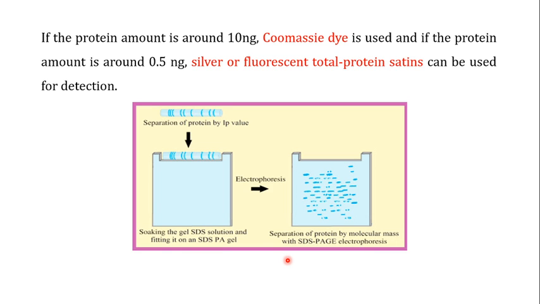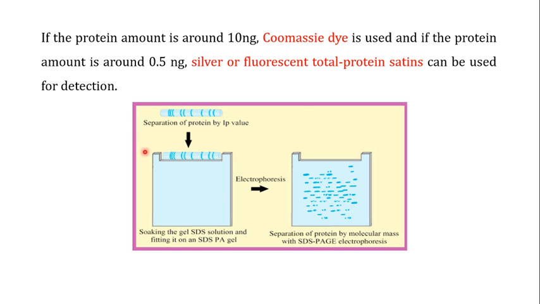Now another way you can visualize the protein is by using different kinds of stains, and we will discuss the stains in a separate video. But if the protein amount is around 10 nanogram, the most suitable stain that is used is the Coomassie dye. But if the protein amount is low, like around 0.5 nanogram, the dyes available are silver or the fluorescent protein stains that can be used for the detection.